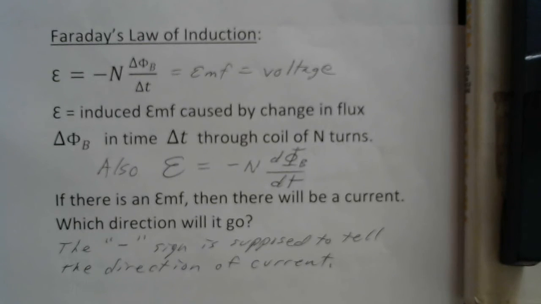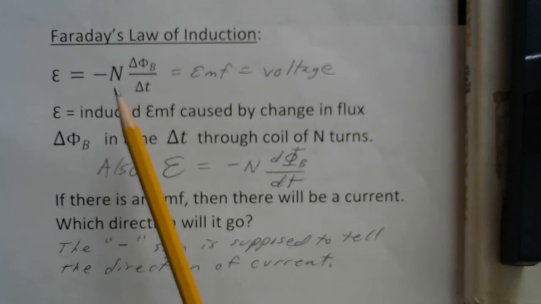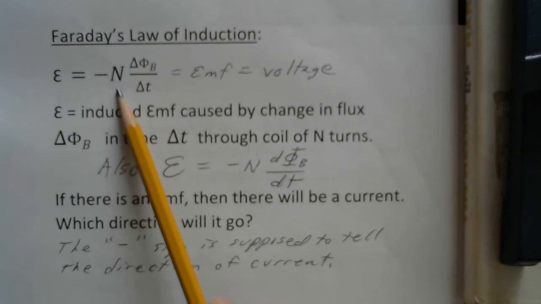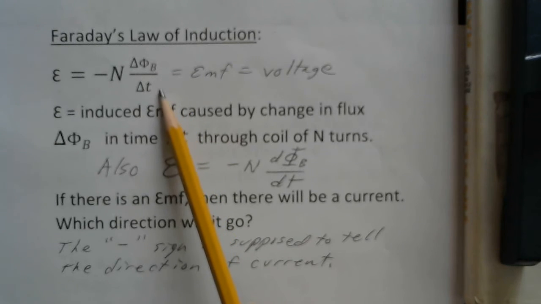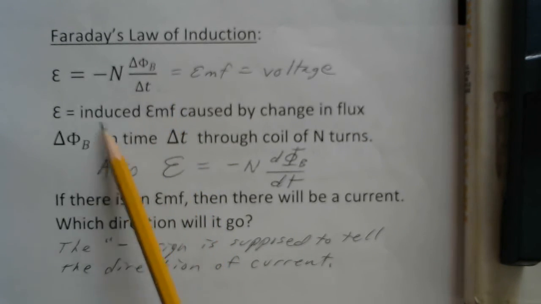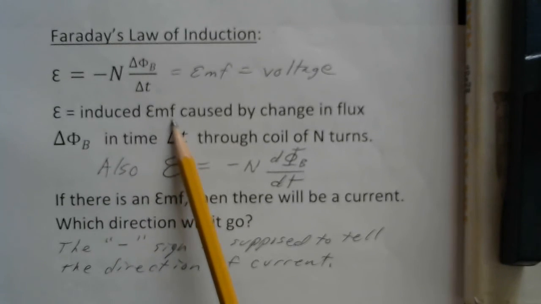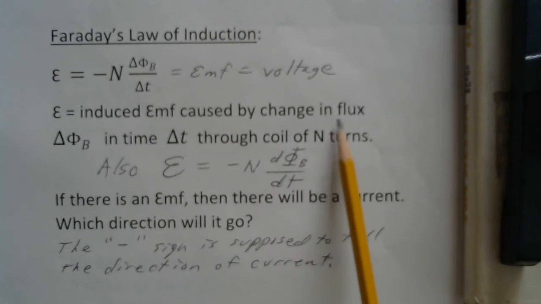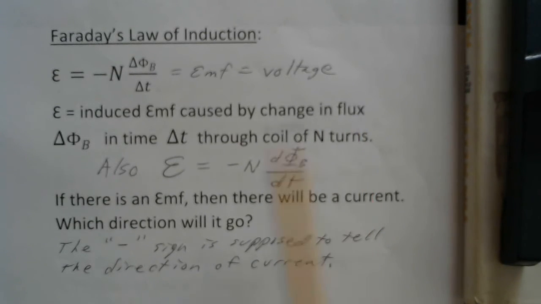Faraday's law of induction says that there is an electromotive force, represented by curly E, which comes from taking a number of loops of wire and having a change in magnetic flux happen over a period of time through all of those loops. That creates an induced electromotive force, in other words, a voltage, which is being caused by this change in magnetic flux through all of those coils of wire.